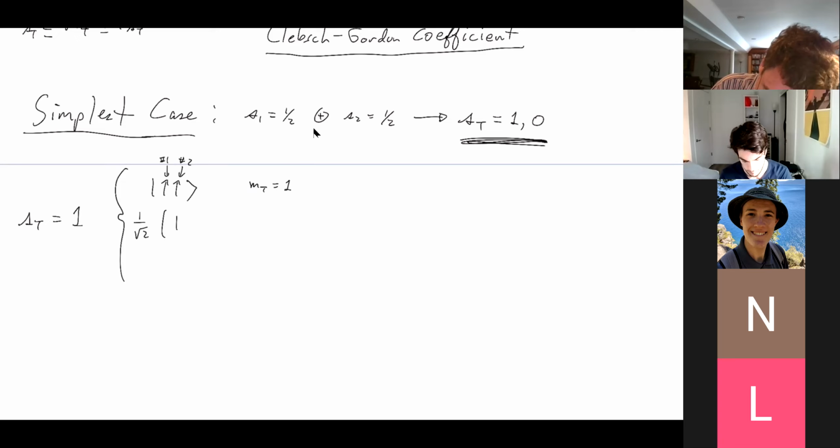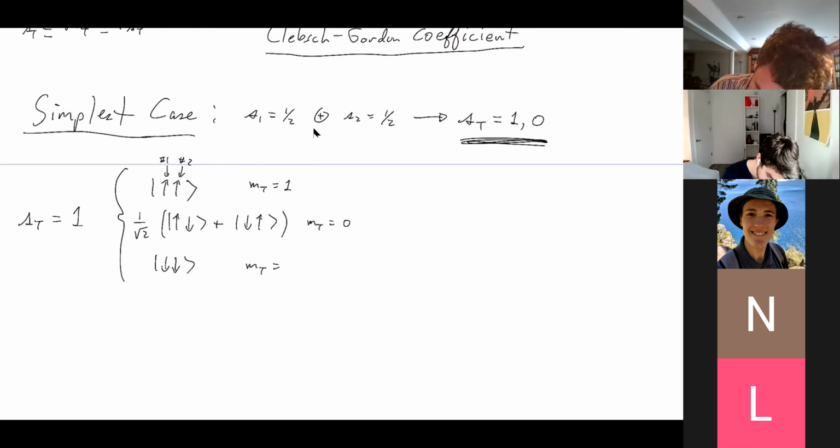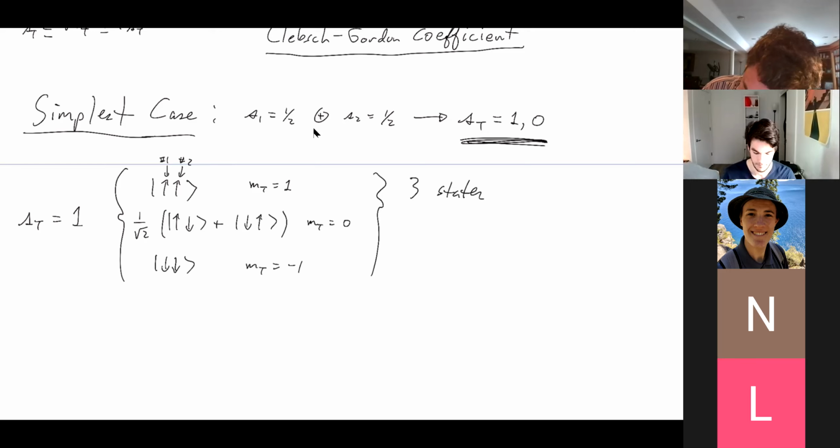Then we had 1 over square root of 2 times up, down plus down, up, and that was M total equals 0. And then we had down, down, which was M total equals -1. So this is 3 states. We call them the triplet states, because there are 3 triplet states for 2 spin 1/2 particles.